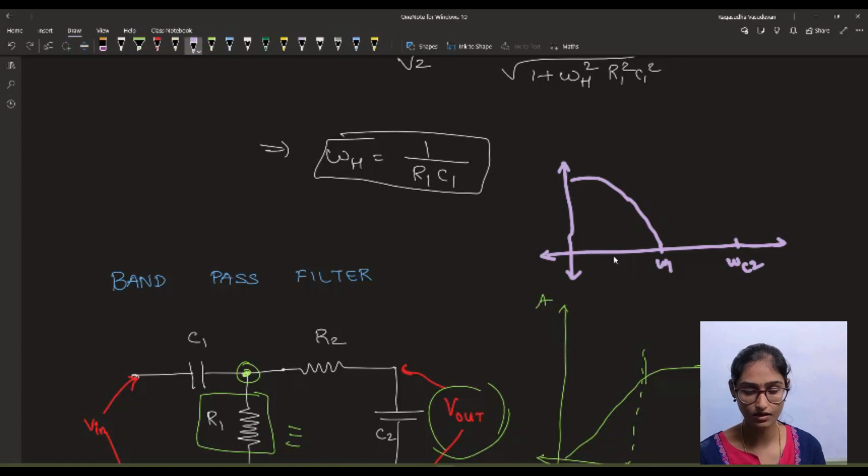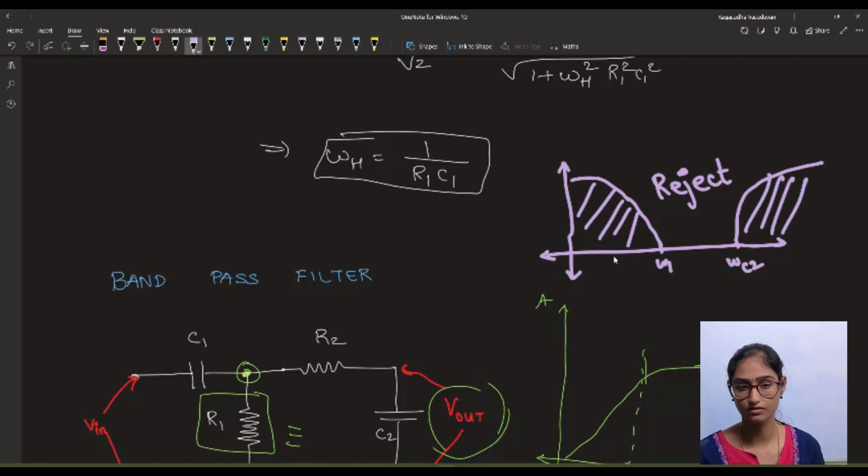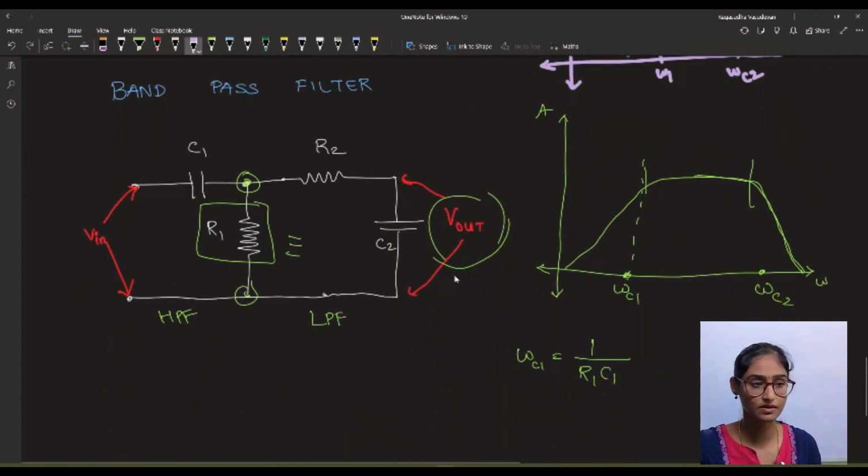Above that, above omega C2, it will pass. This is the reject band. Okay, this will also be passed. This will also be passed. So how to design this circuit using same R and C elements? You can use the concept of band pass filter and cascade low pass filter first and then the high pass filter. Okay, so I want you all to draw the circuit by your own self just by knowing this concept and check if your answer is right.